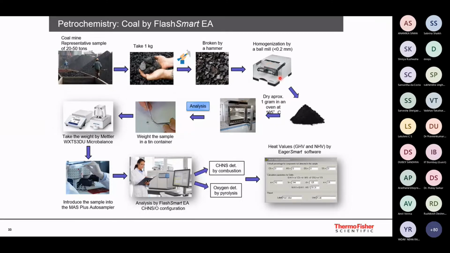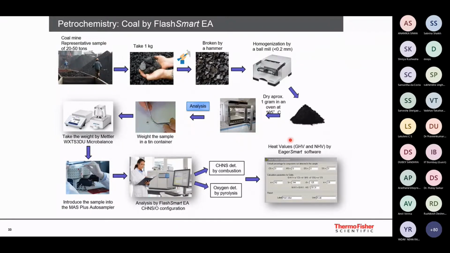So first you can do the homogenization with a ball mill or any pestle, and crush the sample. You can convert it into fine powder. The sample should not have any moisture. Maybe the sample may be hygroscopic, so before that you can dry it in an oven at 105, and then you can take a very small amount of sample, 2 to 3 milligrams, in a tin container with the help of a microbalance.